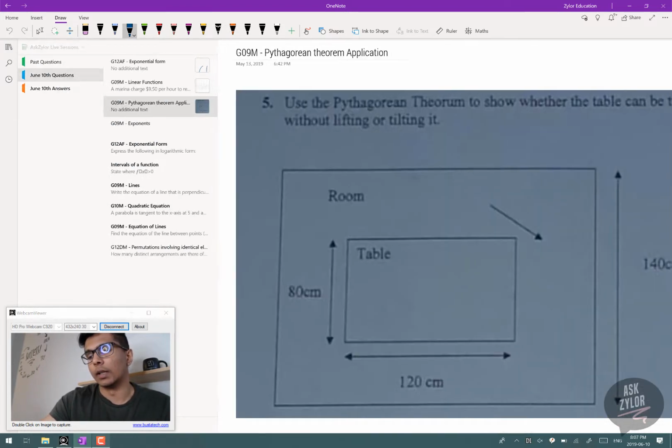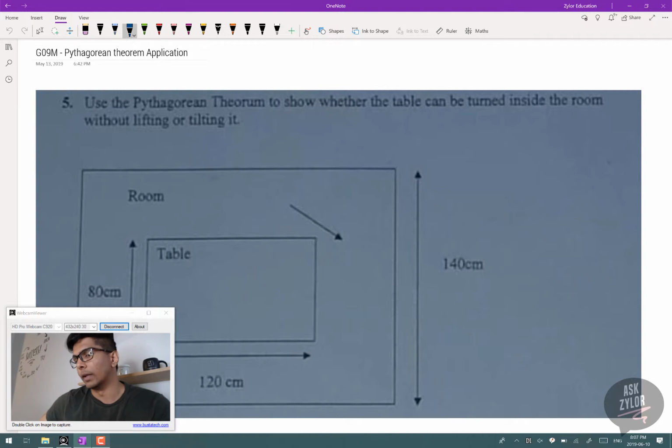This is another grade 9 math question. We're doing a bit more grade 9 questions because the EQA is coming up. If you need any help with them, if you have any questions about them, send us a message.